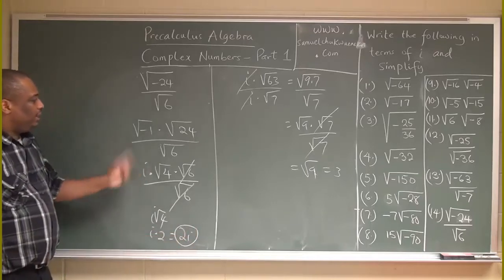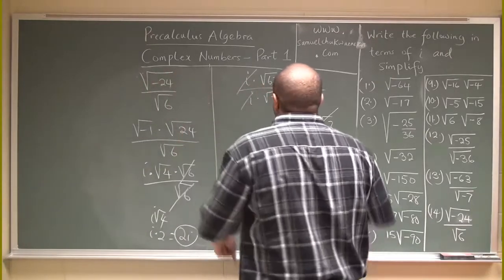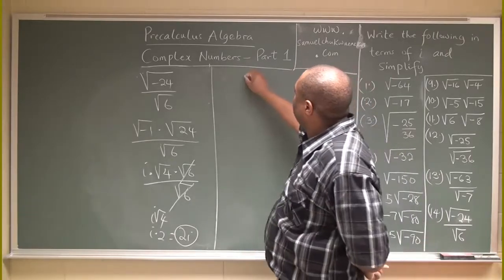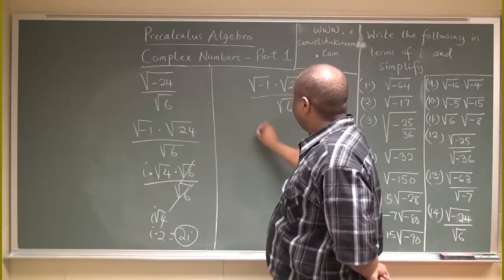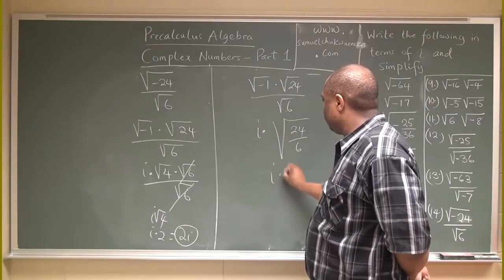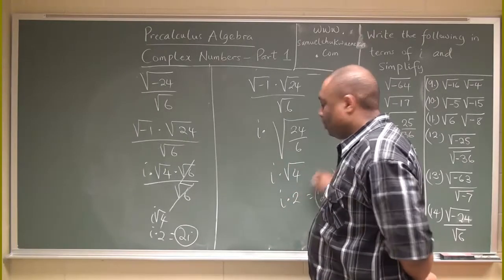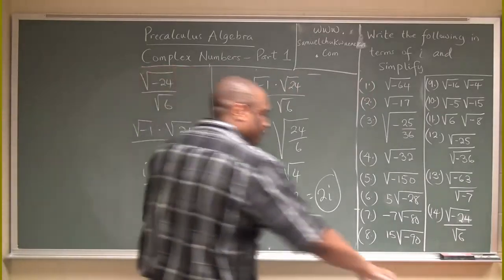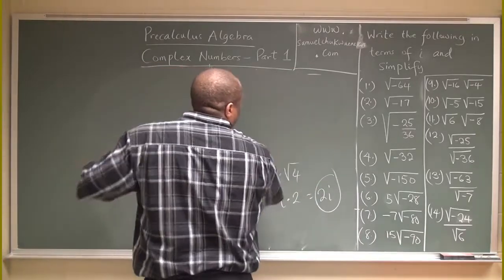But if you don't want to do it this way, you can go ahead and do square root of negative 1 times square root of 24 over square root of 6. You can do I times square root of 24 over 6, which is I times square root of 4, which is I times 2, which is 2I. You can also do it this way. Okay. We've come to the end of this first part.